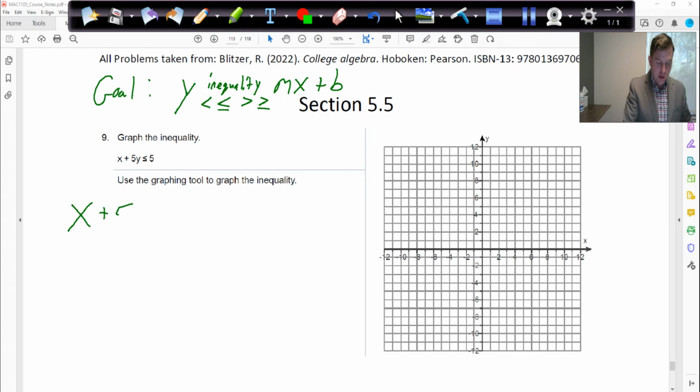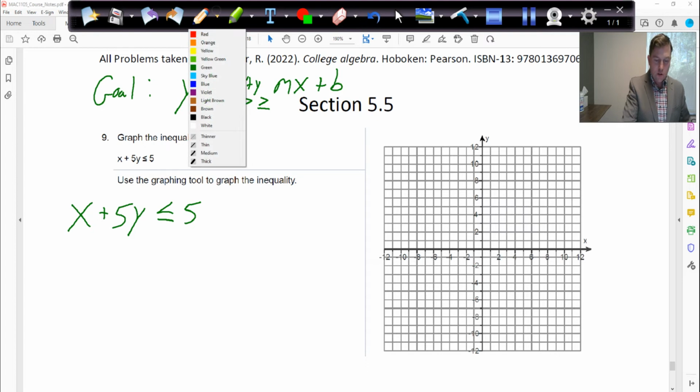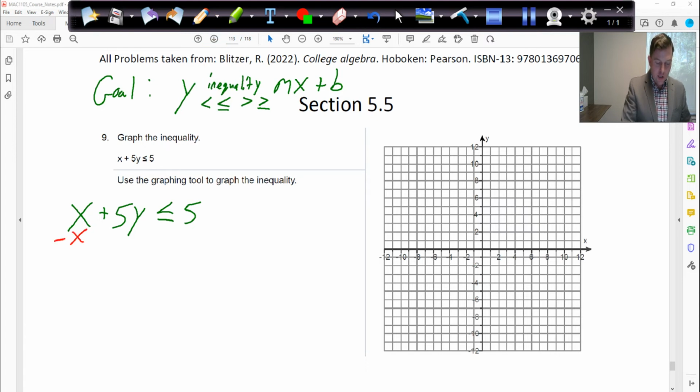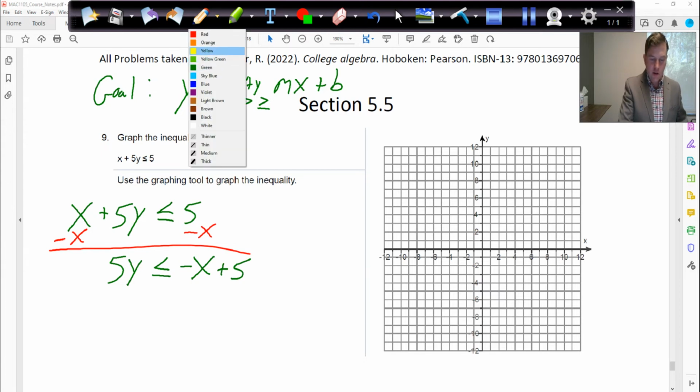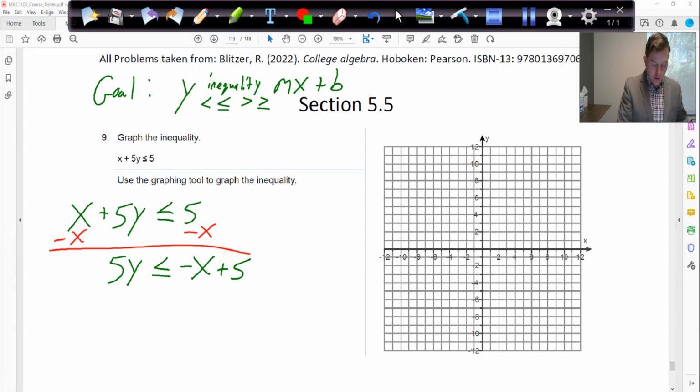We have x plus 5y is less than or equal to 5. So the first thing we're going to do is subtract x from both sides, and we will get 5y on the left, less than or equal to sign, minus x. We tend to write the x term first, then that 5 is positive, so we write plus 5. Now we have to get rid of the 5 in front of the y. So we're going to divide everything by 5.